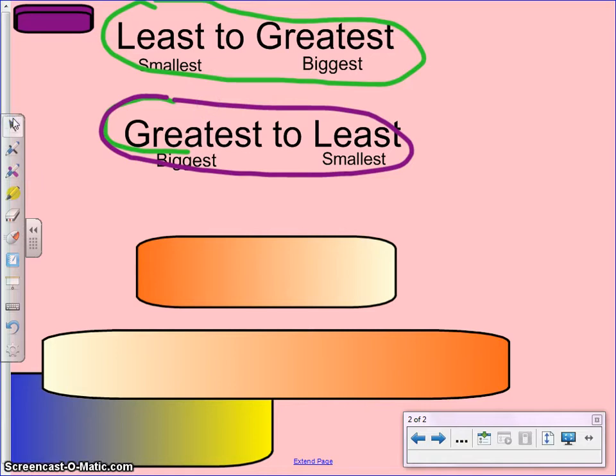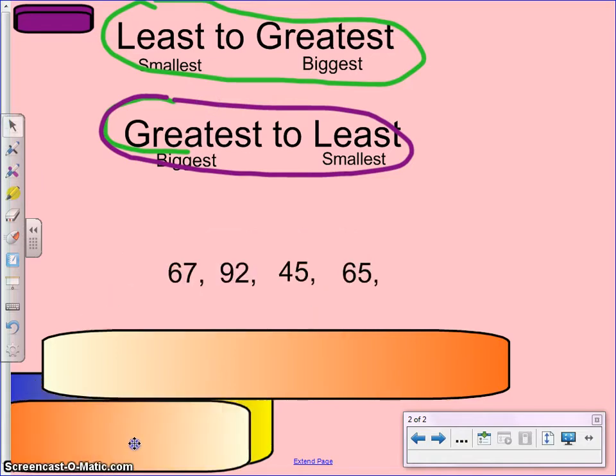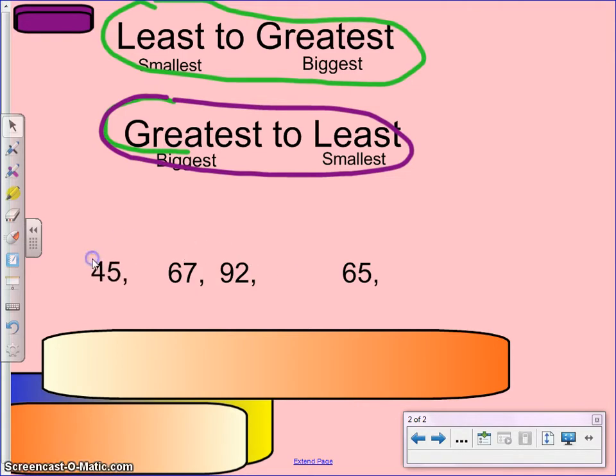And let me show you an example down here. Let's take these four numbers. For instance, if I told you, hey, look at these four numbers and put them in order from least to greatest, you want to make sure you're doing it from the smallest to the biggest and not the opposite way. Okay? So I start with the smallest, which happens to be 45. And drag it over. Then slide these out of the way. Then the next smallest is going to be 65. Then 67. And then finally, the biggest number out of all those numbers is 92. That's going from smallest to biggest, from least to greatest.